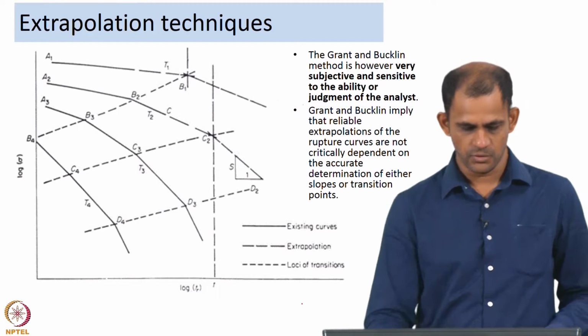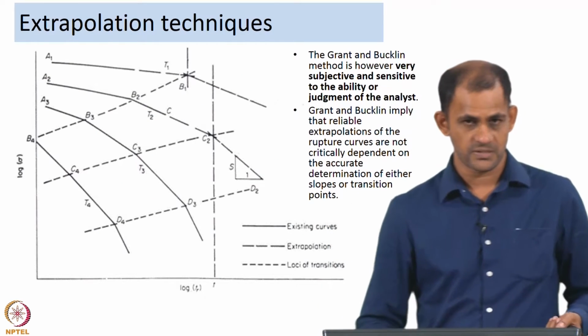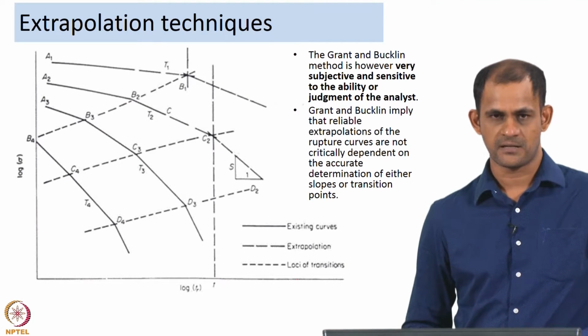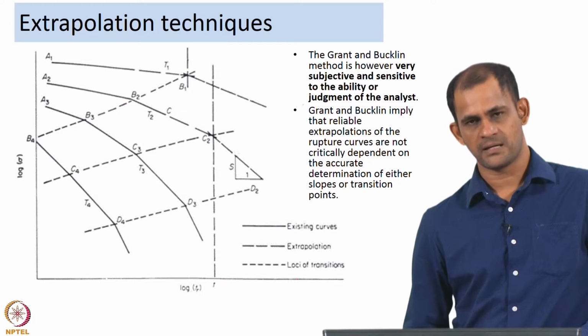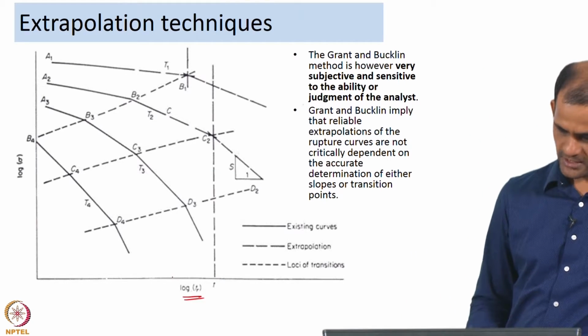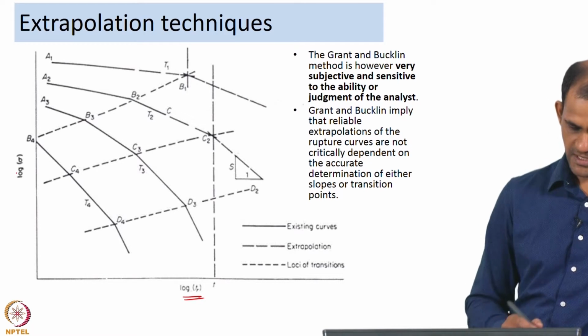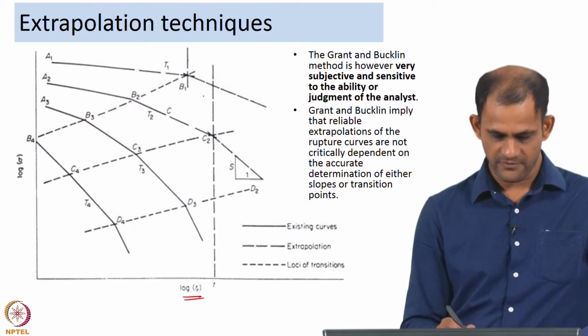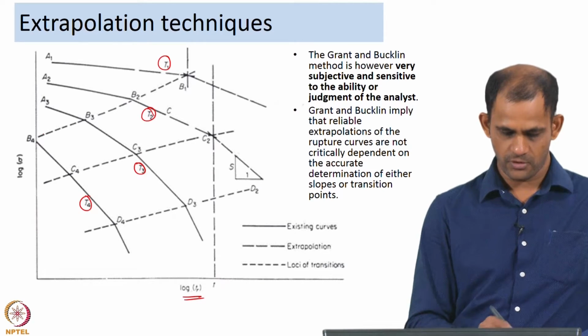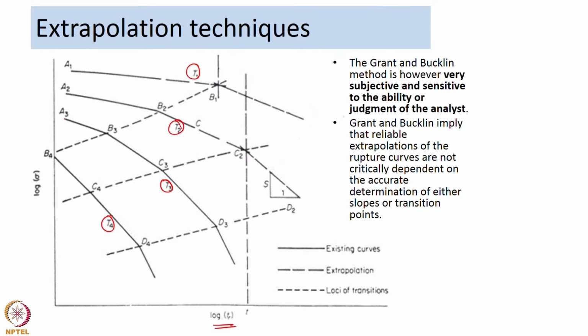I will just use this graph to explain what I am trying to say here. This is a graph that is used for the Grant and Bucklin method. So, you have log sigma versus log TR. The time to rupture changes as a function of sigma for different temperatures. So, you have T1, T2, T3 and T4. If you see, there is a change in slope depending on the applied stress, temperature and time.